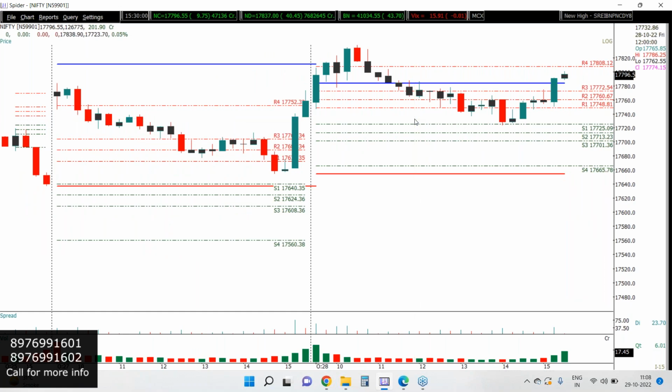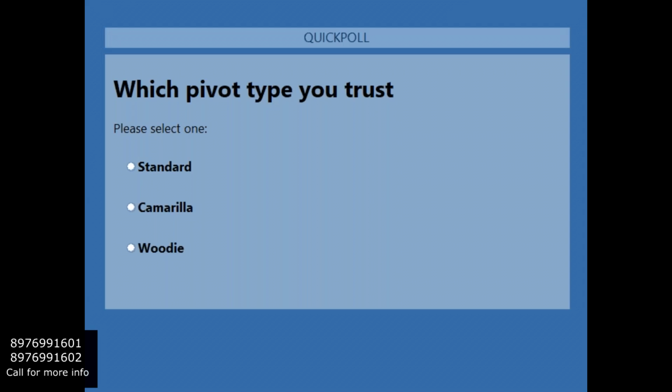Before I move further, I would like to ask one question. That will appear on your screen, and the question is, which type of pivot do you trust more? You will have three options: standard, Camarilla, and the Woodies. You can share your view, and accordingly we'll move further. I'll wait for 20 seconds, then we'll start again.